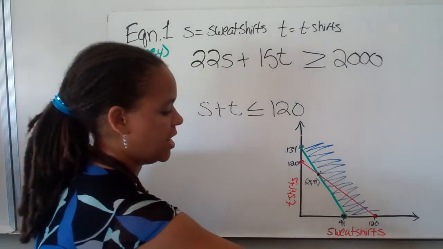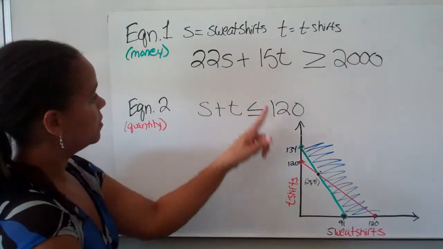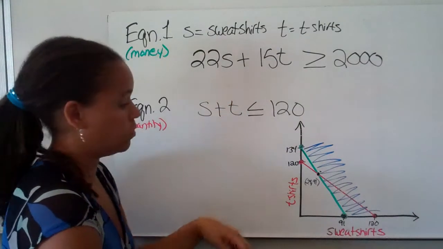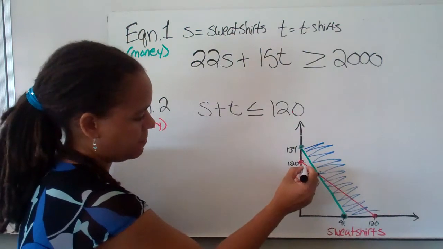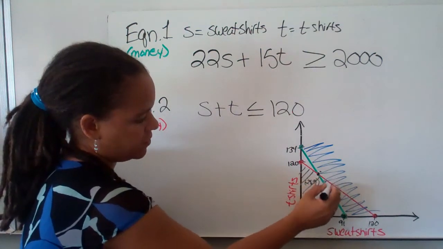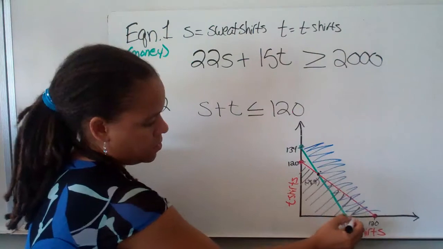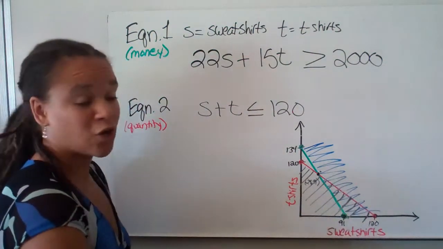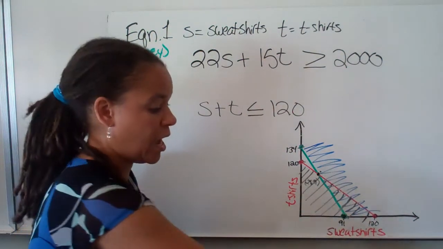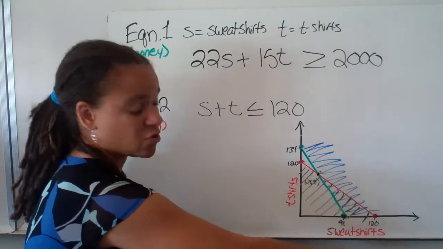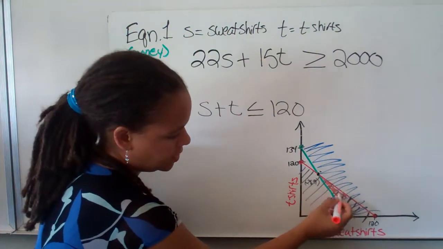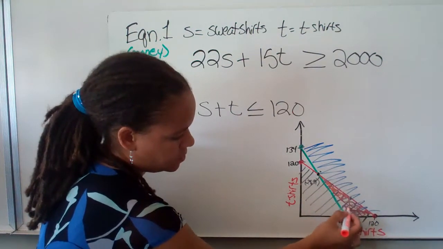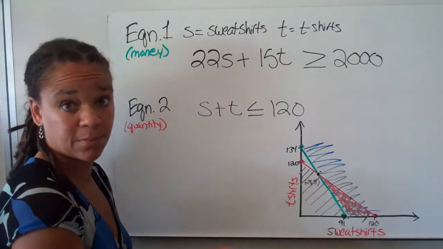And now I want to shade everything below this one, because it needs to be less than or equal to 120 shirts. This is our red line. I want to shade everything below. This is everything below the red line. And you can already hopefully see where these two overlap or intersect. So there's only one place, it's right here. All of this is where those two intersect, where I had black and blue.